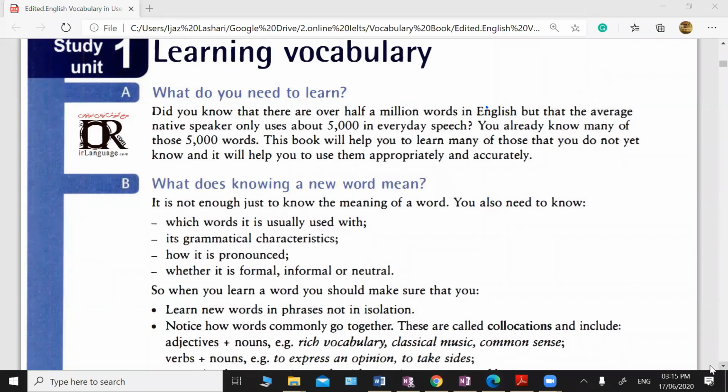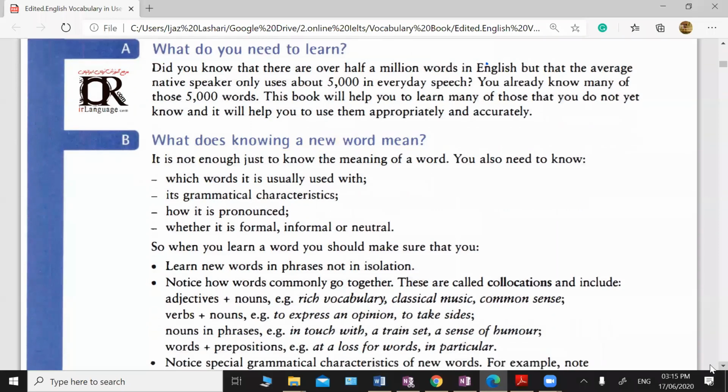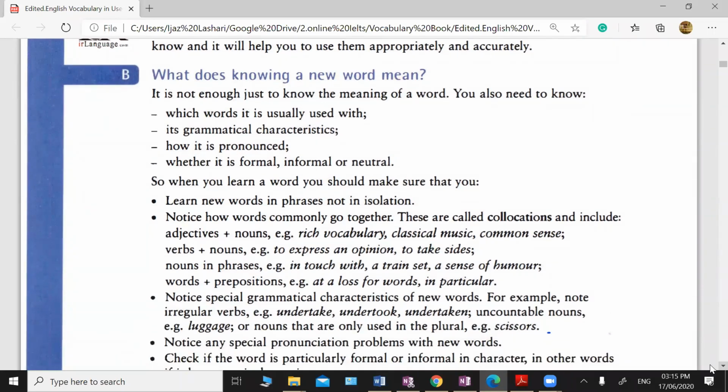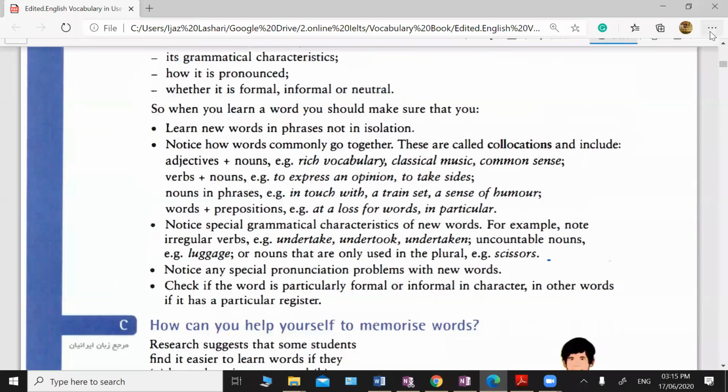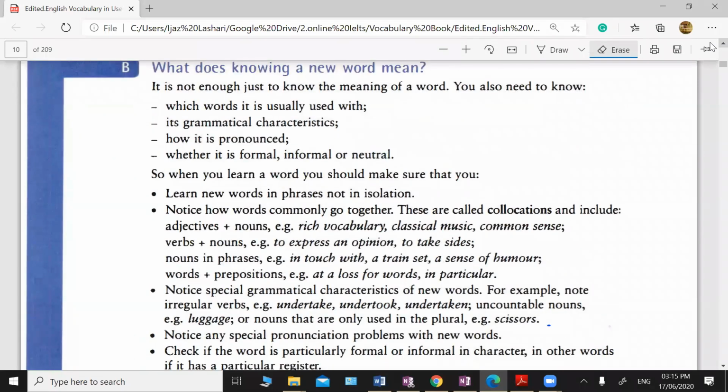The second thing we studied is that when we are learning vocab, we don't look at the words in isolation. We look at the words with other words. When you look at a word in the dictionary, you look at how this word is used grammatically. What are its characteristics? Is it a noun, pronoun, or how is the word pronounced? Is it formal, informal, or neutral? We also studied that we should use collocations.